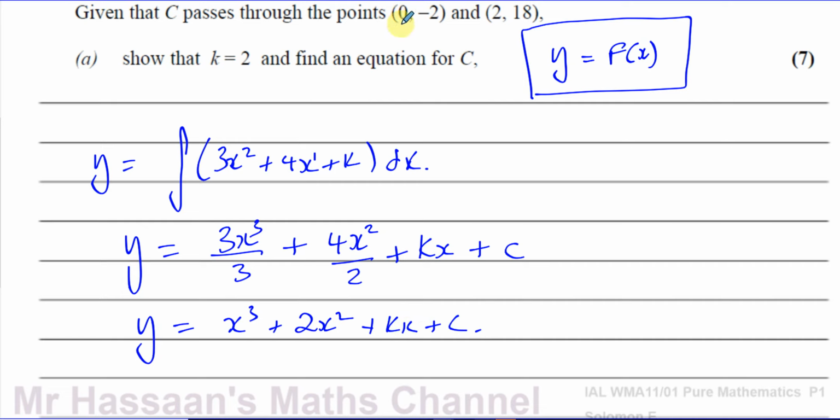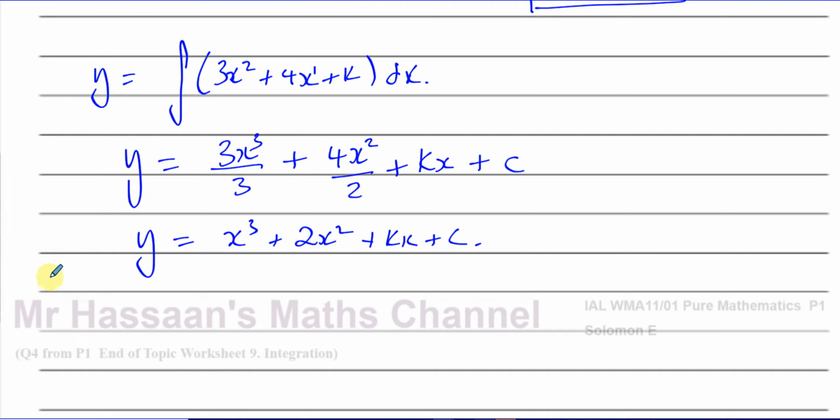Now, we know it passes through these 2 points. Those 2 points are going to help us find what k and c are. So let's take the first point, (0, -2). Most of you should realize that this is actually the y-intercept. When x equals 0, it's where it crosses the y-axis. So that's actually going to be your value of c. c is going to be negative 2.